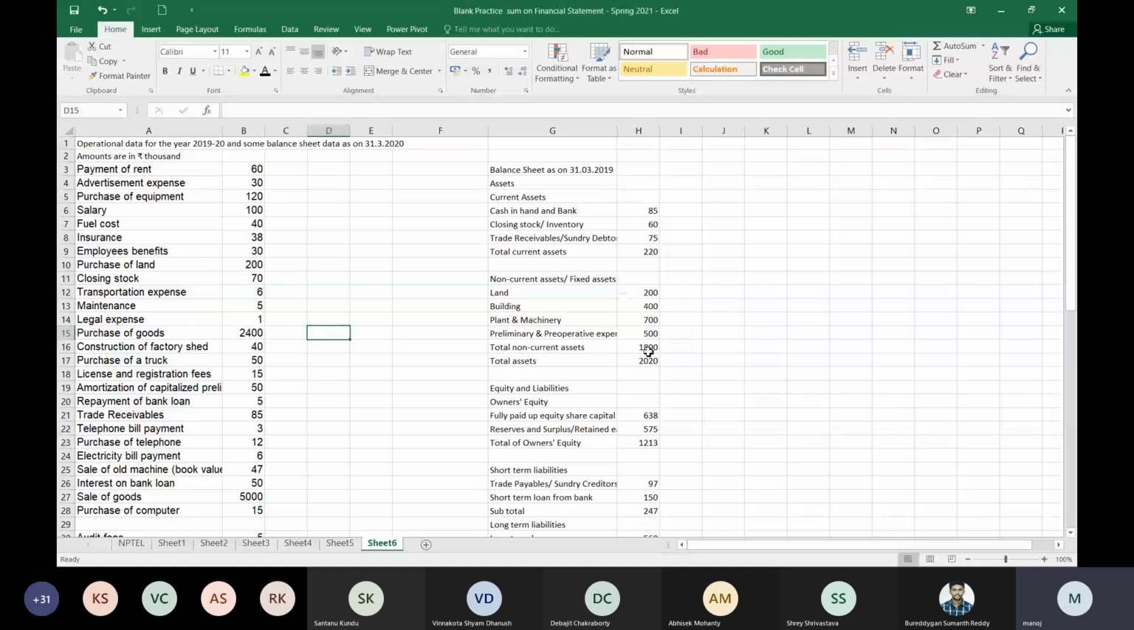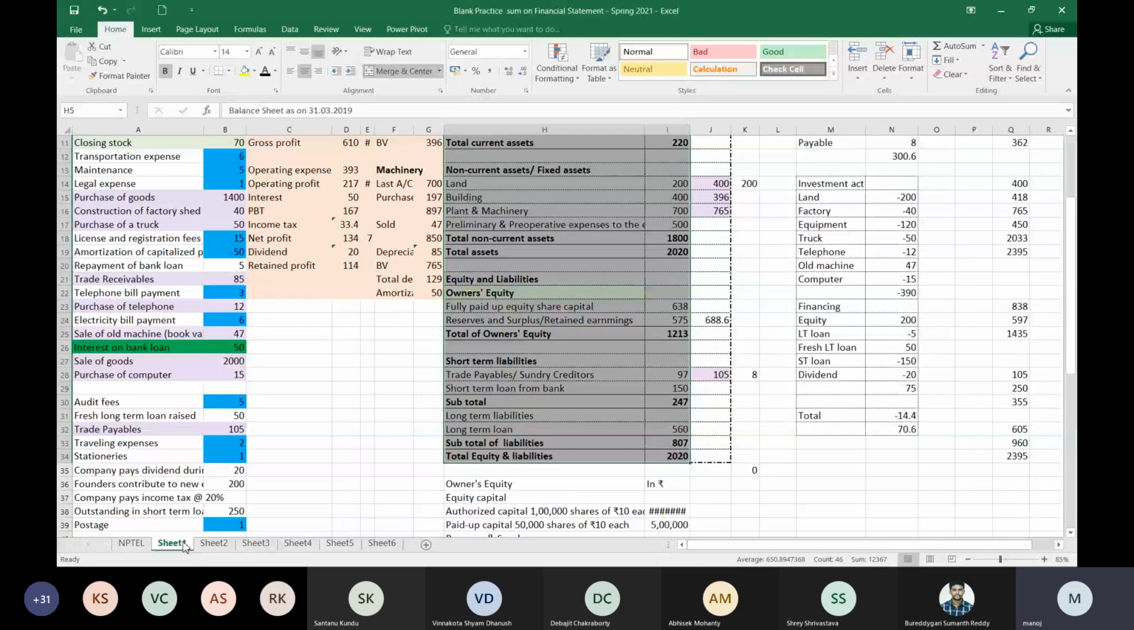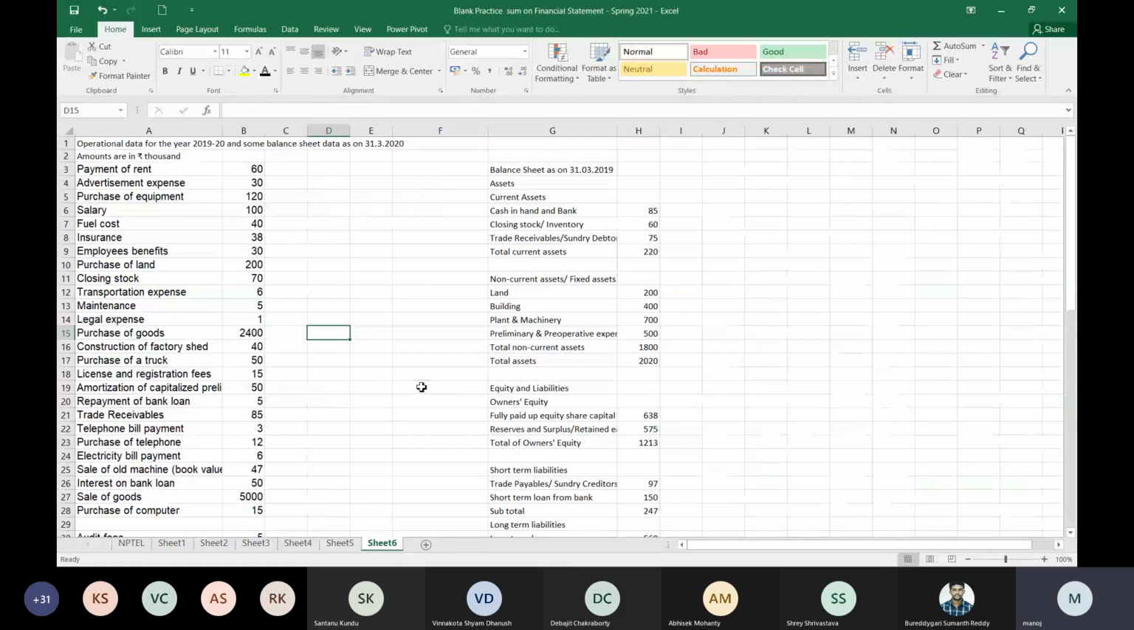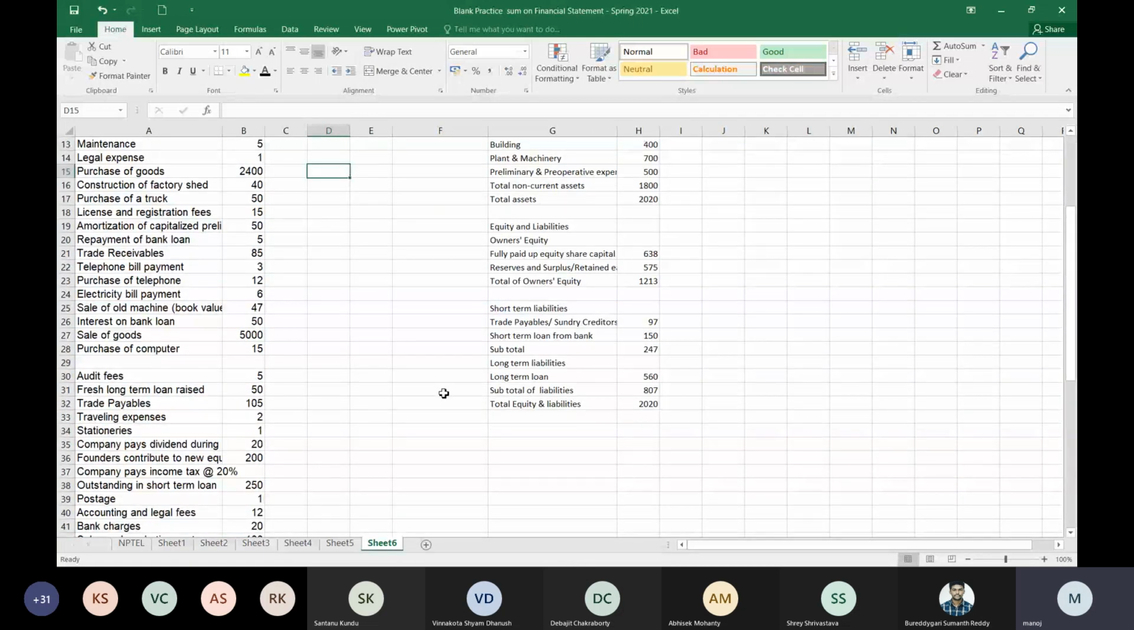I think this is not right. Just a second. Okay, whatever that is, we'll just prepare based on whatever data we have.